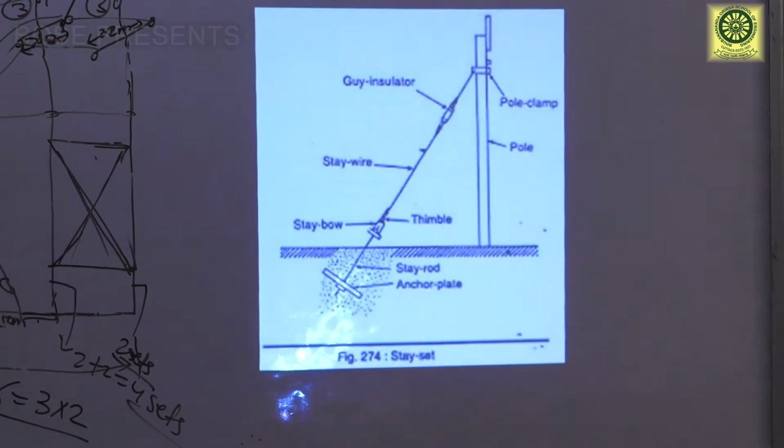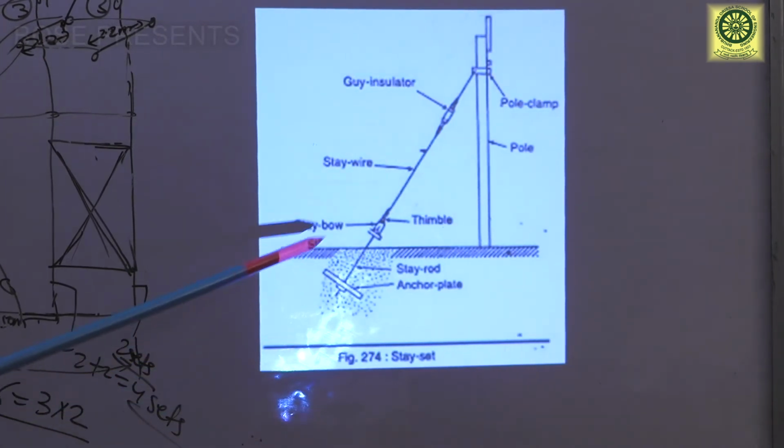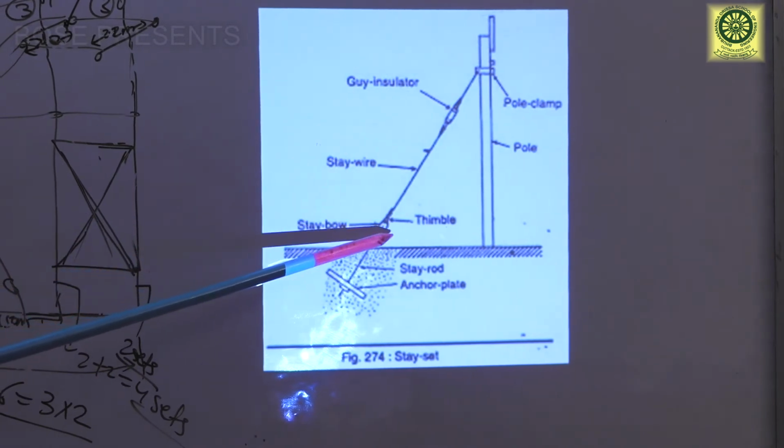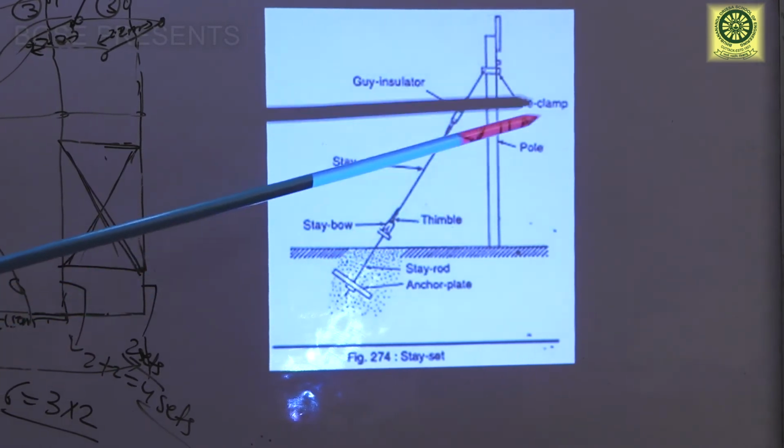So here, this is the construction of the stay wire. This is the stay insulator, stay wire, stay bow. This is the thimble, this is the pole, and this is the pole clamp.